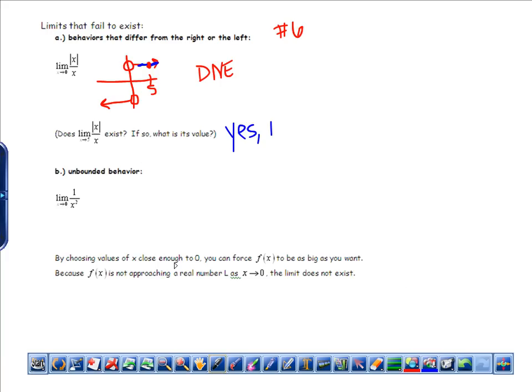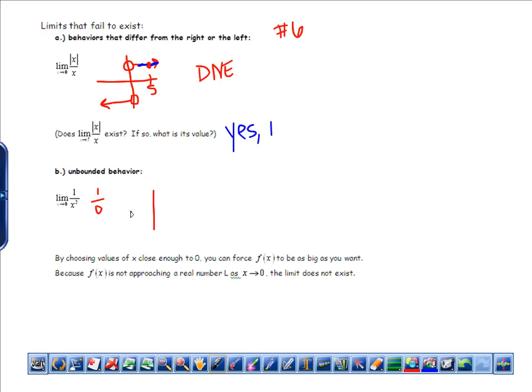All right, now let's talk about unbounded. Unbounded means we're going off into infinity. What would happen if we just plugged in 0 here? You would have 1 over 0. All right, so that's weird. We know that's weird. It doesn't mean a limit can't exist. It just means that it's a little bit trickier than just plugging it in.